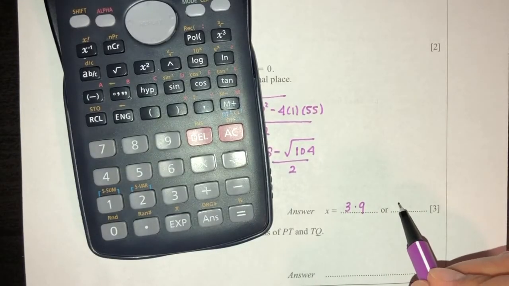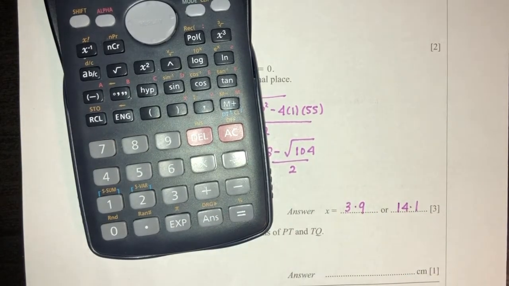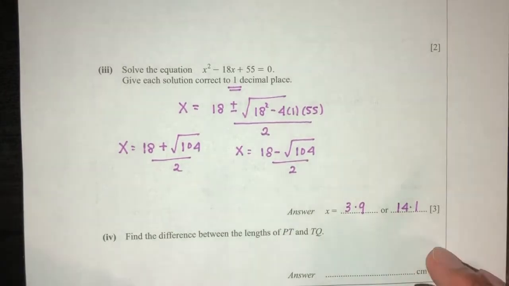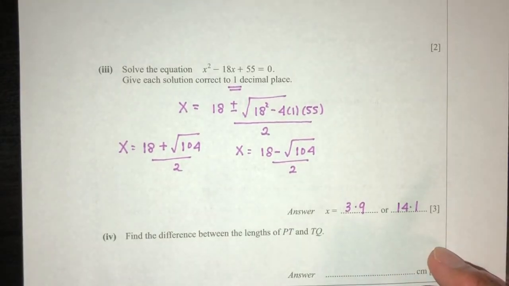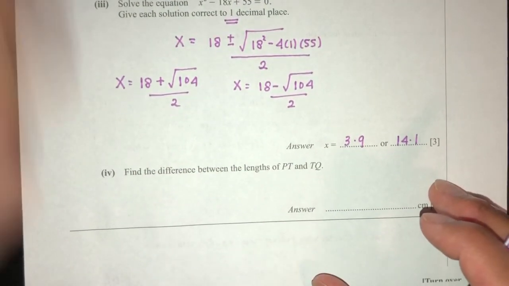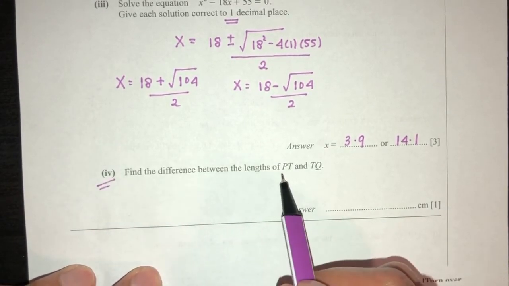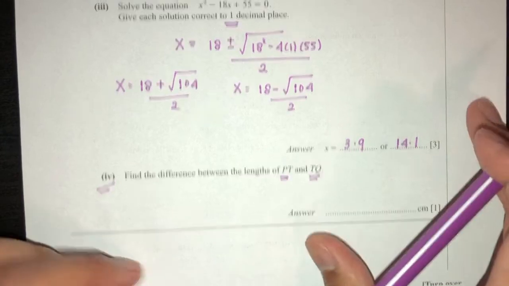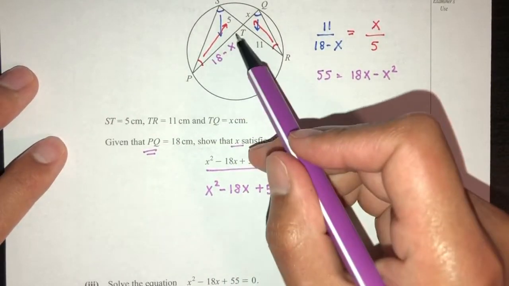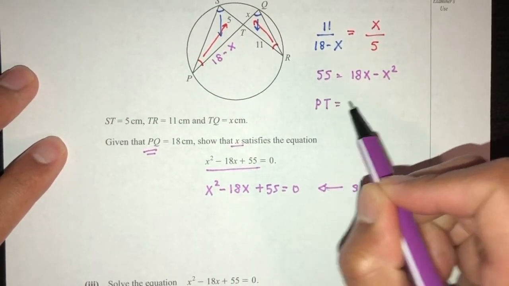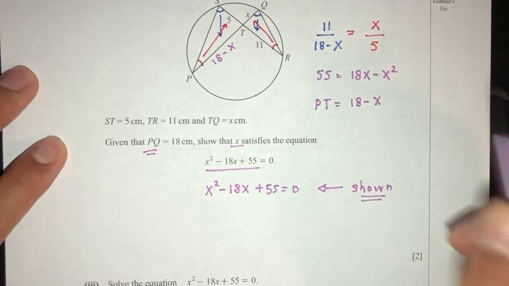And this one will be 18 plus root of 104 divided by 2. That will be 14.1, correct to 1 decimal place. So these will be the two values of your x. Now for this part, find the difference between the length of PT and TQ. What is PT? PT is this one. So PT is equal to 18 minus x.